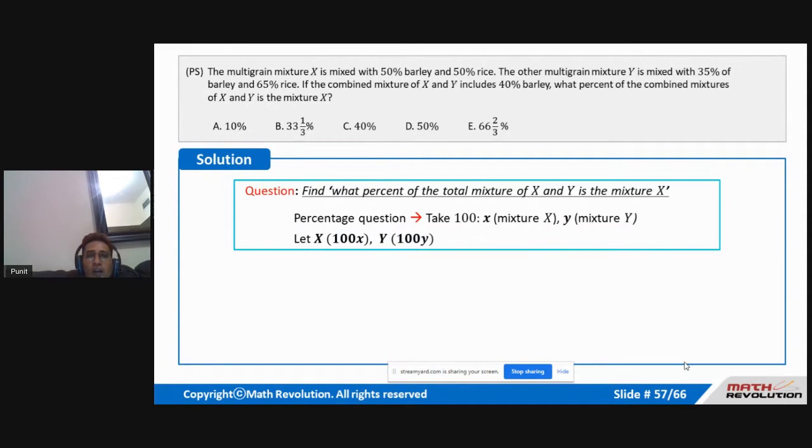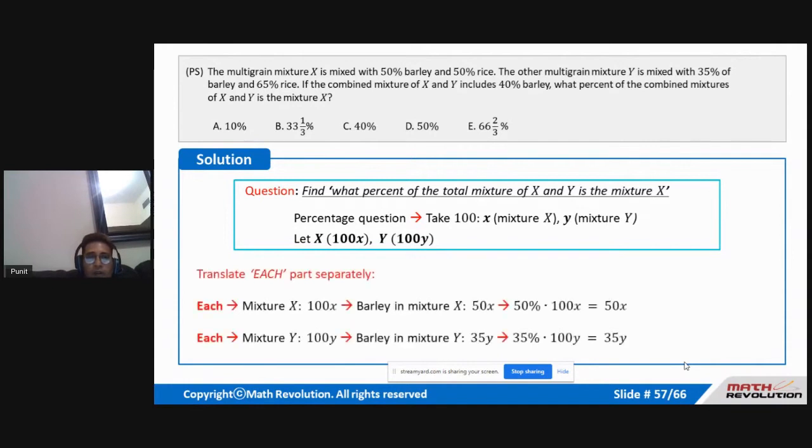So now let's go and talk about the mixture question. We're dealing with percentages. Take the number 100. Mixture X as a small x, mixture Y as a small y. So we have 100x and 100y for both. Let's talk about each now. Barley in mixture X is 50%. That becomes 50x. Barley in mixture Y is 35%. So that becomes 35y.